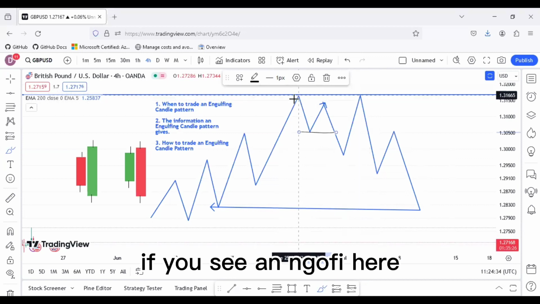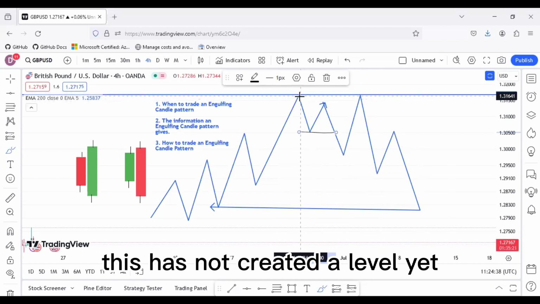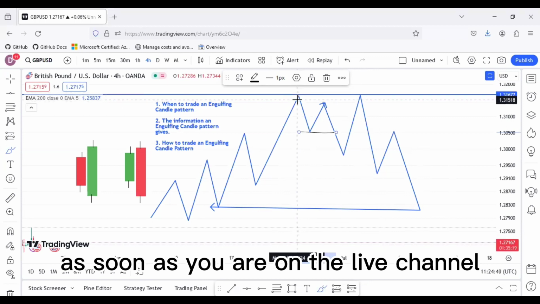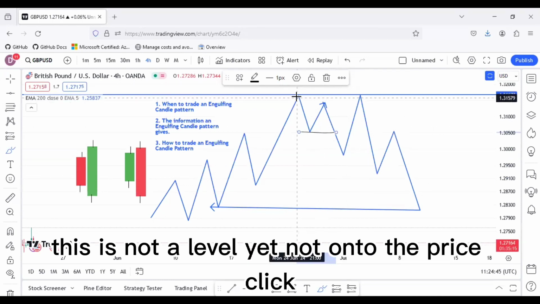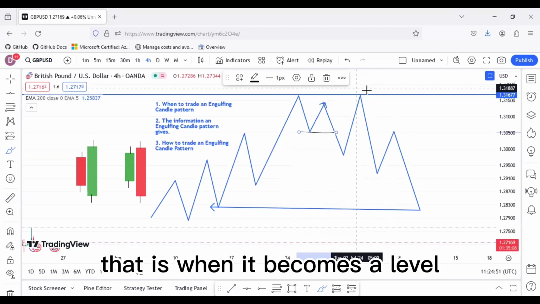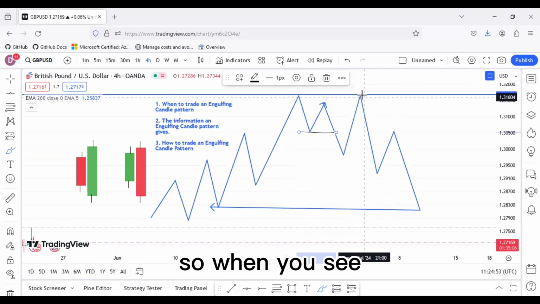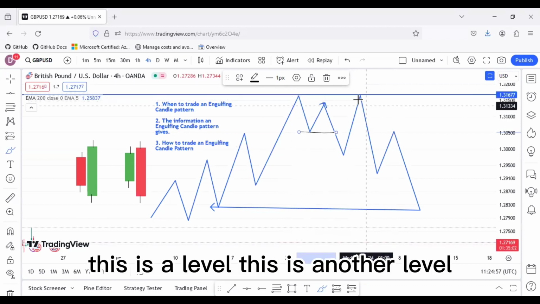But at this point, if you see an engulfing here, you don't trade because this has not created a level here. Assuming you are on the live chart now, all this one has not been printed. This is not a level yet, not until the price retested that particular place. That is when it becomes a level. So when you see an engulfing at this particular point right now, this is a level, this is another level.